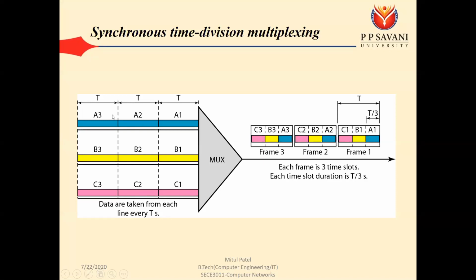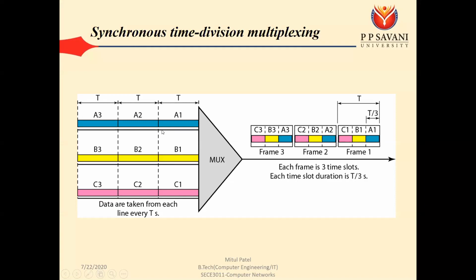Okay, so here we have three channels, so that's why in the frame we only have to include A1, B1 and C1. Suppose we had four channels, then at that time in the frame we would have to include a total of 4 time units. Okay, so here in this frame 1 we have included three time units, that is A1, B1 and C1. Okay, and the duration of this individual time unit is T/3.